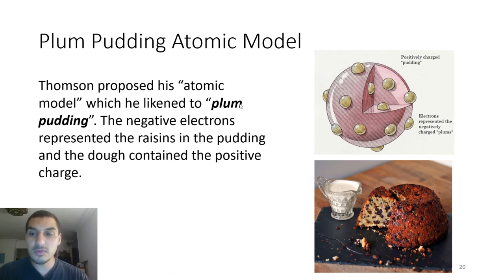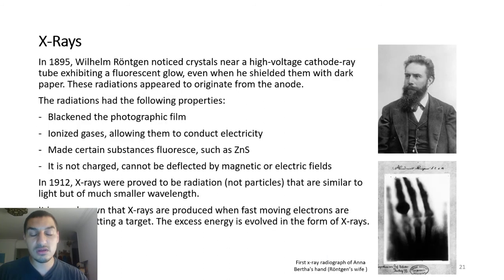He called it the plum pudding because a plum pudding is something like a cake that has raisins in it. The electrons resemble the raisins, and the positive particle resembles the cake itself. So this was the very first model that was made for the atom. And of course, this was a very reasonable model according to the inputs that they had at this time.